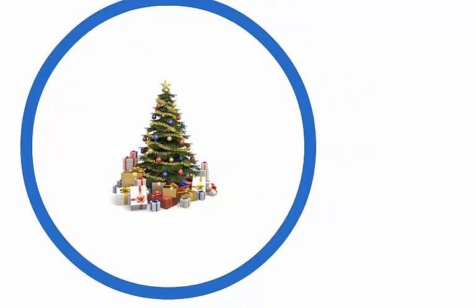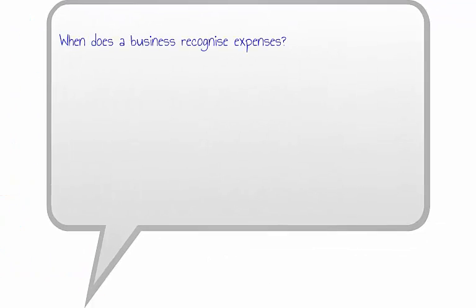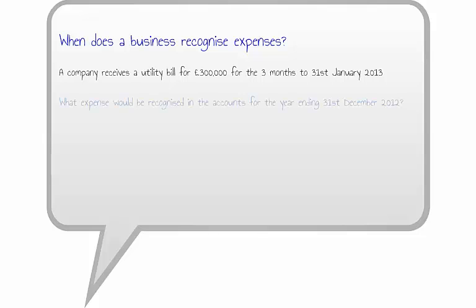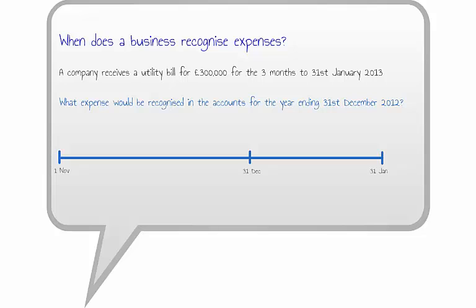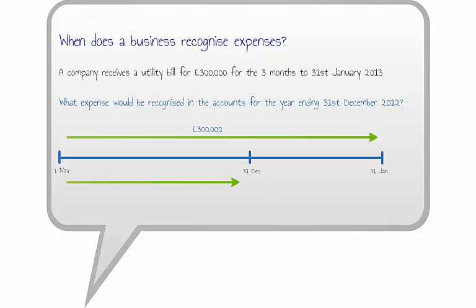OK, so let's have a go at a quick example. When does a business recognise an expense and how much do they recognise? Let's say a company receives a utility bill of £300,000 for the 3 months to the 31st of January. What expense would be recognised in the year to the 31st of December? The £300,000 relates to 3 months, so let's assume that's a cost of £100,000 per month. So pro rata for the 2 months to the year end, we would recognise an expense of £200,000 for that bill.